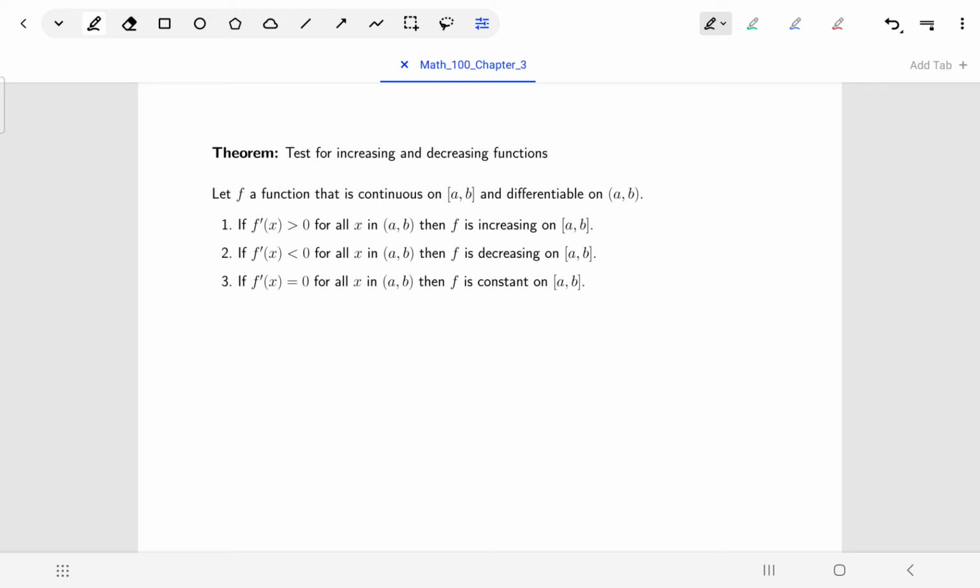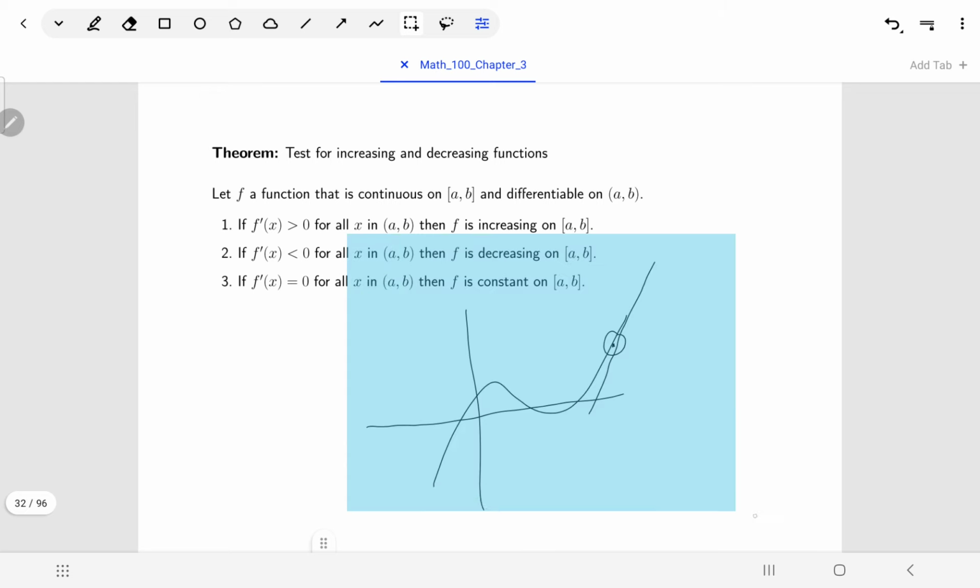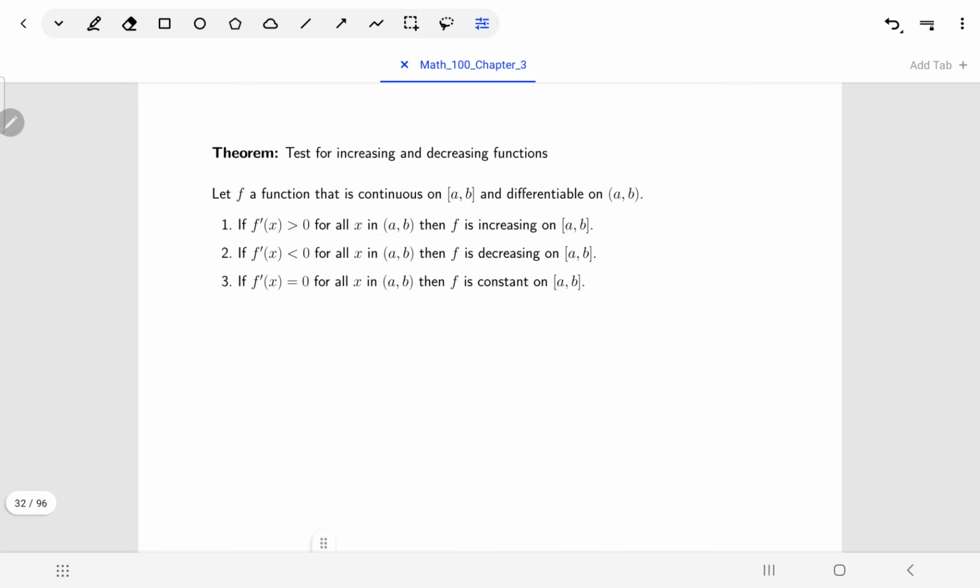Okay, so now we have arrived at an important theorem. This is our test for increasing and decreasing functions, which probably should not be a big surprise will involve our derivative. Remember that our derivative gives us the slope of the tangent line at that point, and of course, the slope of the tangent line is also the slope of the function at that point, how that function is increasing or decreasing. We know positive slopes mean things are increasing, negative slopes mean things are decreasing.